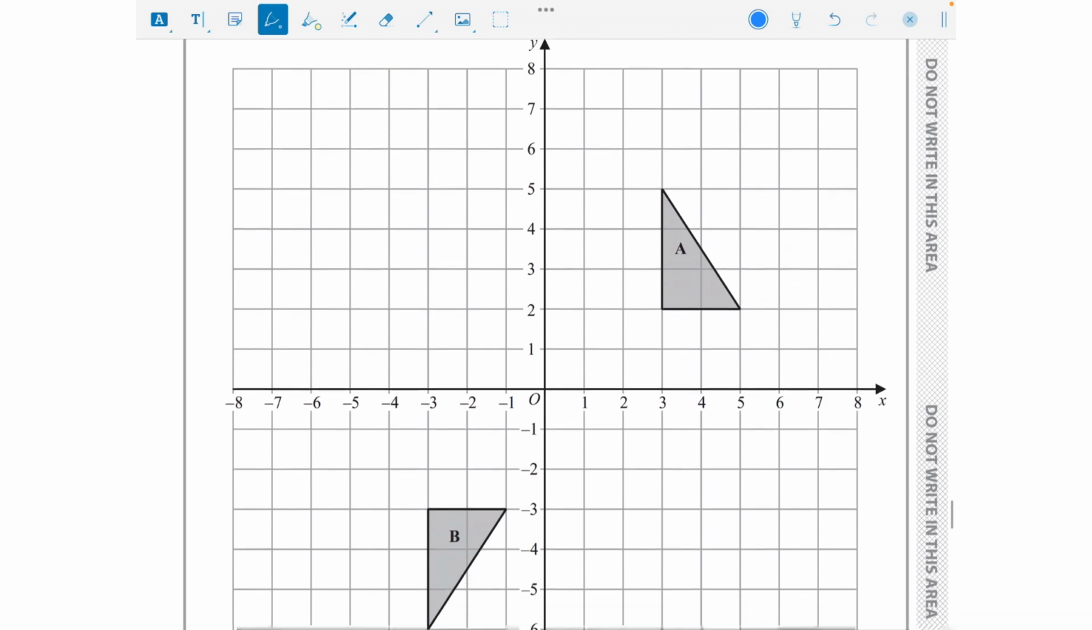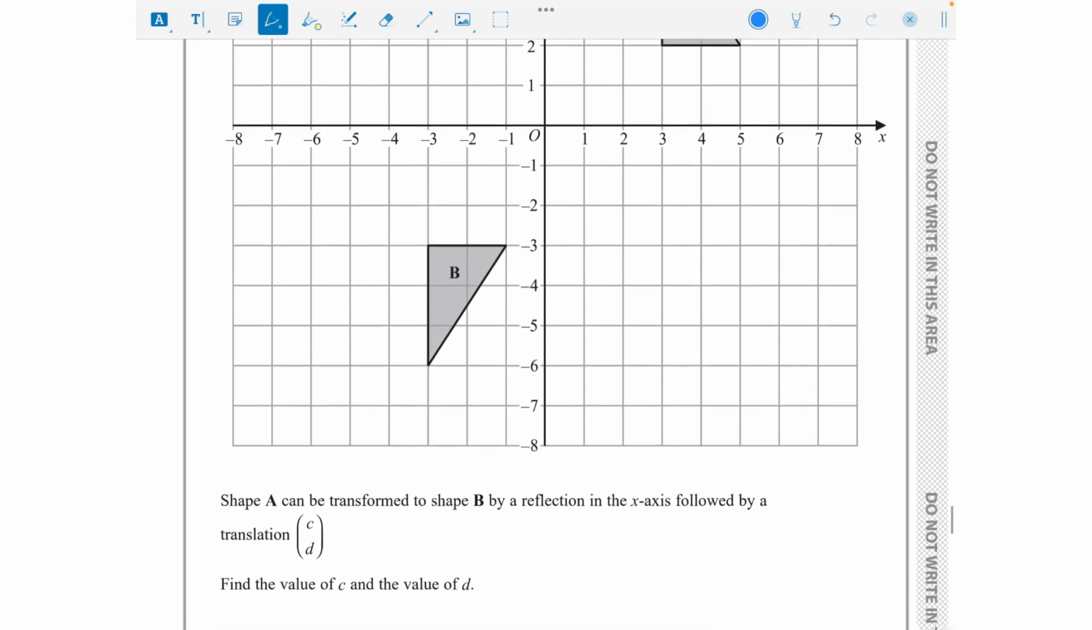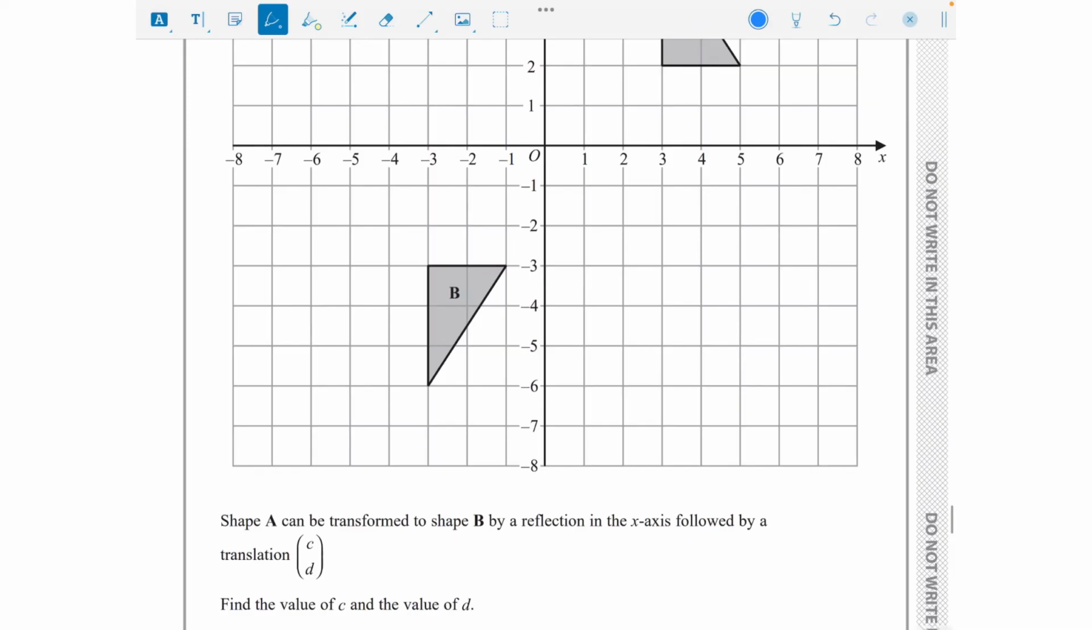Okay, question 26, we've got this graph. It says shape A can be transformed to shape B by a reflection in the x-axis followed by a translation. Find the value of C and D. So a reflection is when you have a mirror line and you just reflect it across, and a translation is when you move the shape. The top number tells you how much left or right to move it, and the bottom number tells you how much to move it up or down.